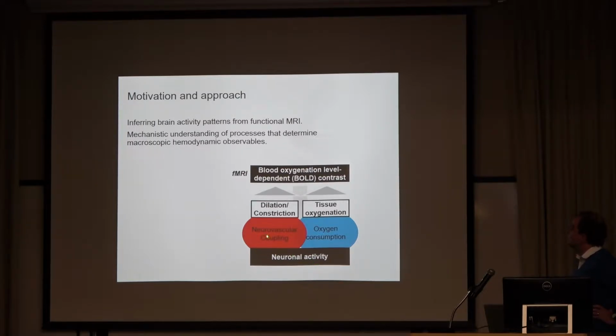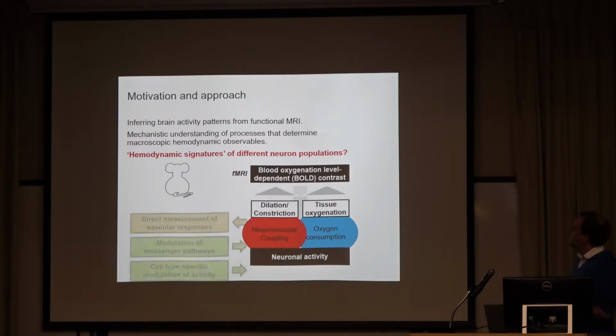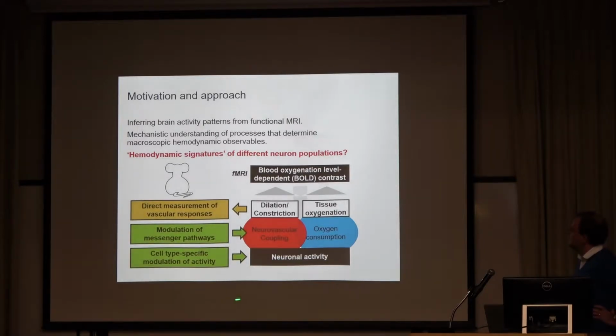And this is neurovascular coupling, leading to dilation or constriction of the vasculature, as well as changes in tissue oxygenation. And it would be really helpful to figure out if there are any kind of hemodynamic signatures of different types of neuron populations. And I will talk about the left part of this problem, and this is our approach.